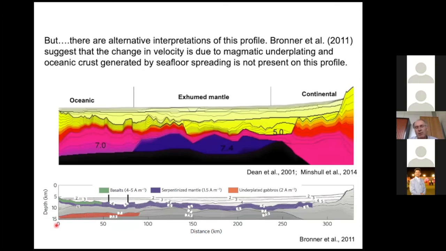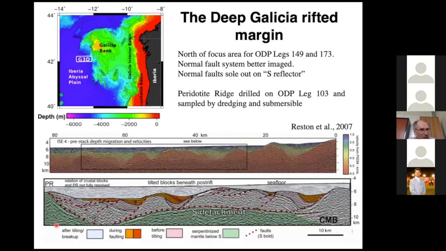So, with available data, it's difficult to resolve between those two rather different models. Let's go a bit further north. So this is the Deep Galicia margin. It's only 100 kilometers or so to the north of the area I just showed you.